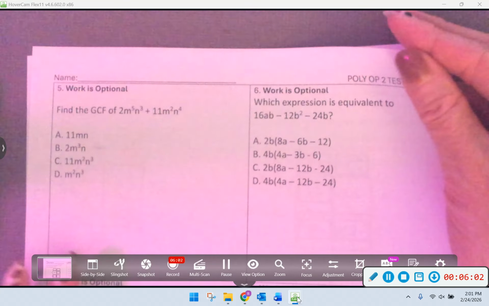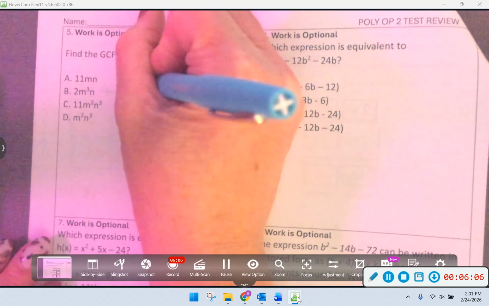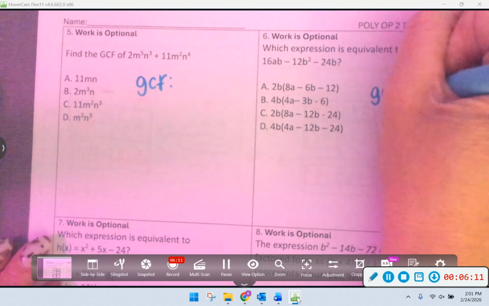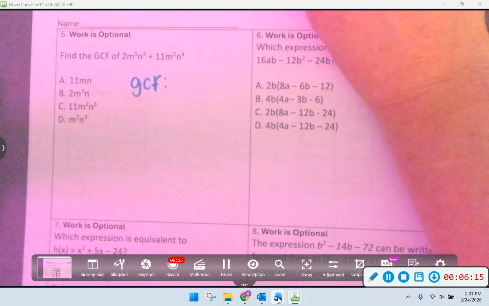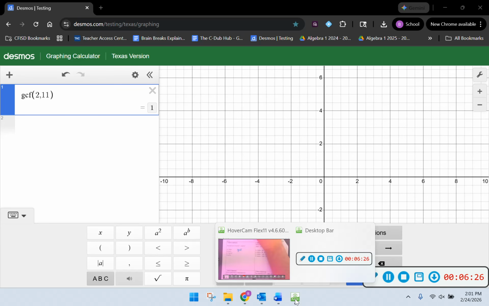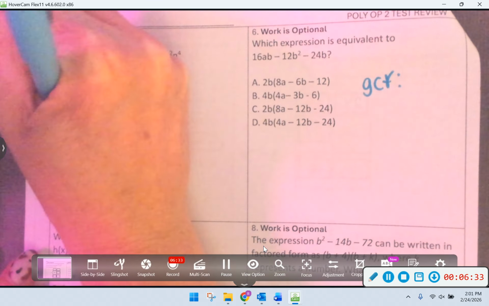Okay, so for the rest of these problems, the first thing we're always going to check for is our GCF. For every problem, I want you to try your GCF first, no matter what, okay? So I'm going to go open up Desmos. We're going to find the GCF of 2, 11. All right, it is 1. Going back. Now the only answer choice that has 1 is D.